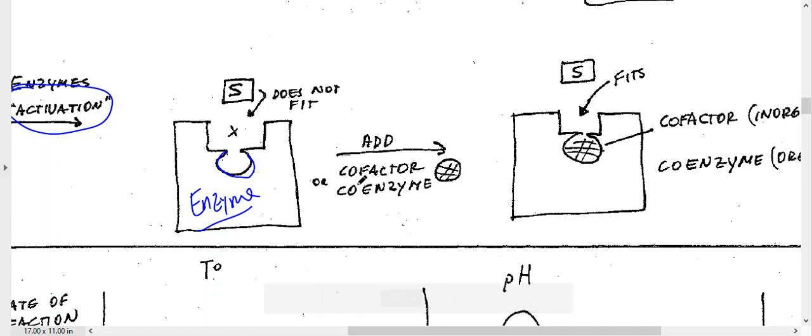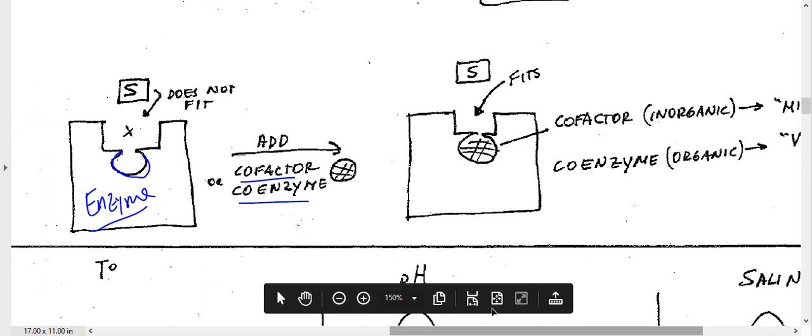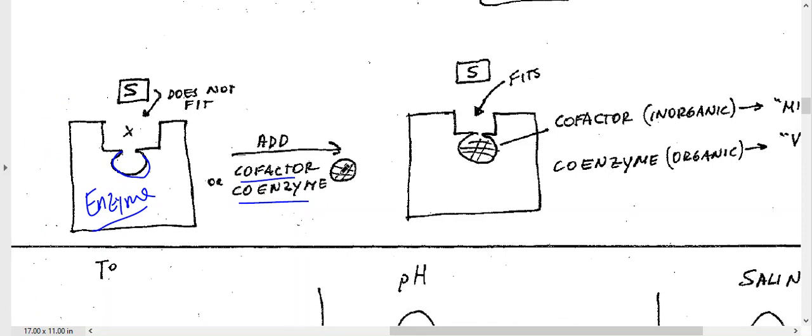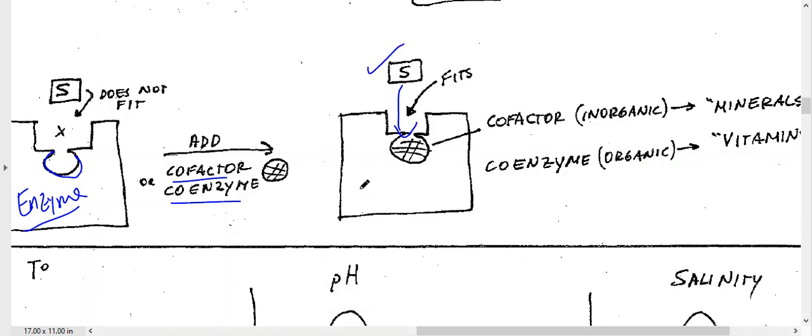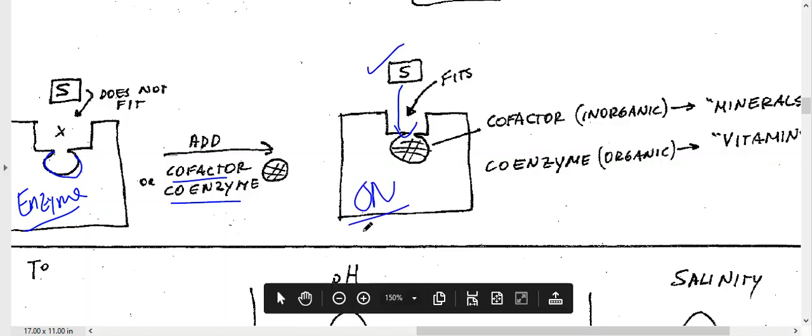In this case, we're going to have to add what's called a cofactor or a coenzyme, this basketball-looking thing, right? And again, this is a model. They don't actually look like basketballs or hashtags with a circle around them. So here's the cofactor or coenzyme, and it's occupying that extra space. And look at that, now the substrate is able to fit. It's nice and happy, and we have successfully turned this enzyme on, right?